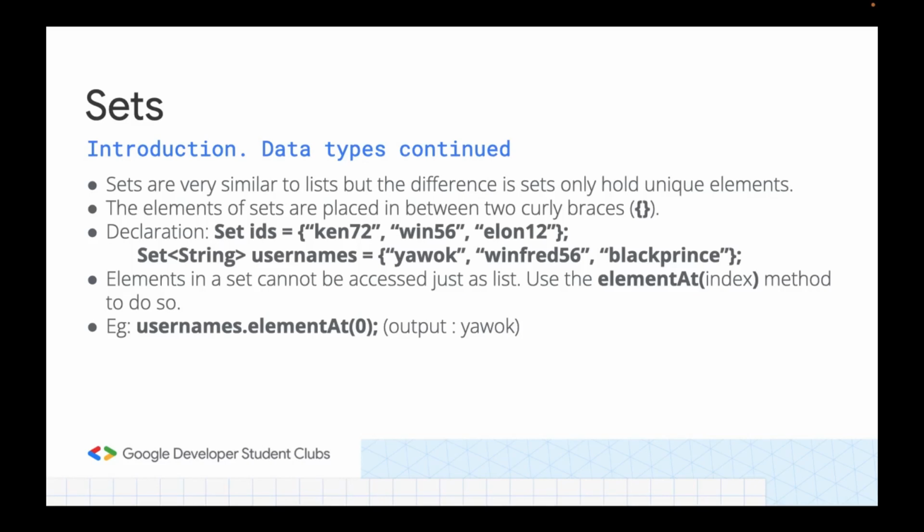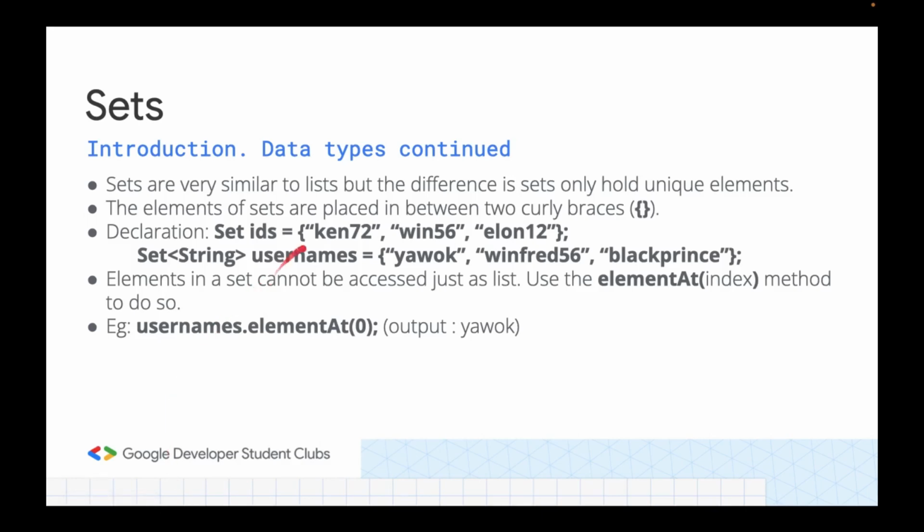Sets are like lists, but here you define the elements by putting them in curly brackets, and the elements of your set are supposed to be unique. Whenever you print out your sets, it's going to return unique values. Every element is going to be unique.